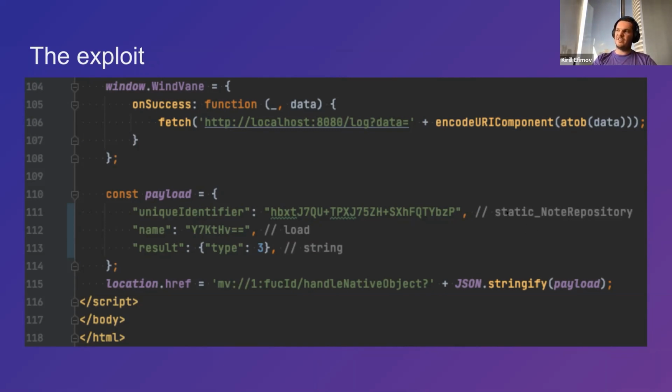The unique identifier is the NoteRepository. It has the prefix static to let MTGRemoteCommand know that we are going to call a static method of the class. Name is load, basically to load the secret note, and result is string to serialize it back. As well, you have to register a callback function to receive data from the native function call. The callback is doing serialization of the result and sending it back to the malicious backend. The backend is running on localhost in this case.